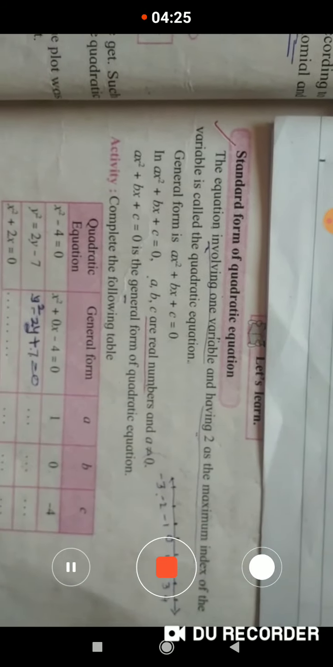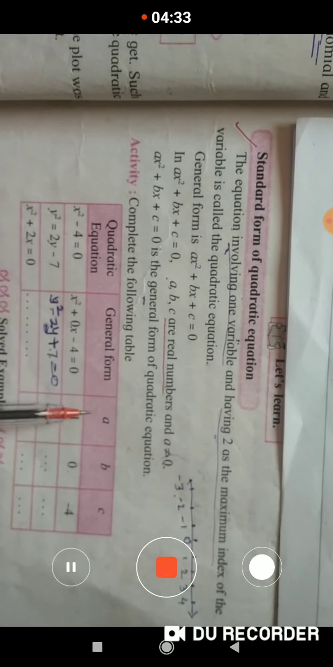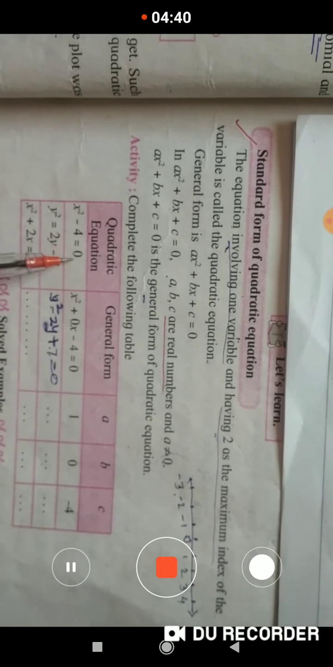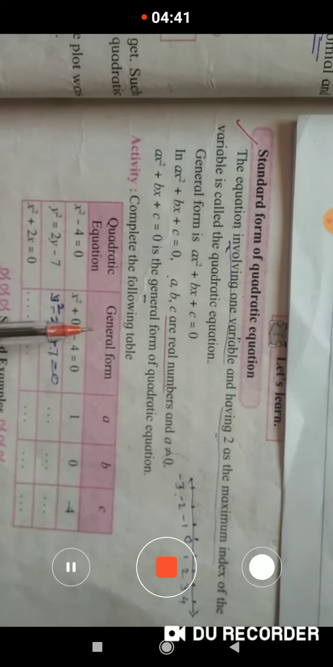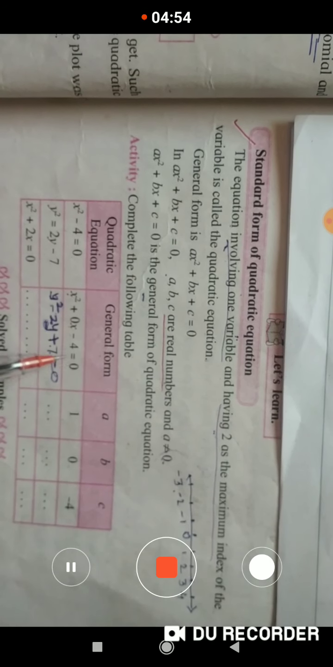Complete the following table. See here, the quadratic equation, its general form and the values of a, b and c are written. The first one is x square minus 4 is equal to 0. Now the general form of this quadratic equation is x square plus 0x minus 4 is equal to 0.